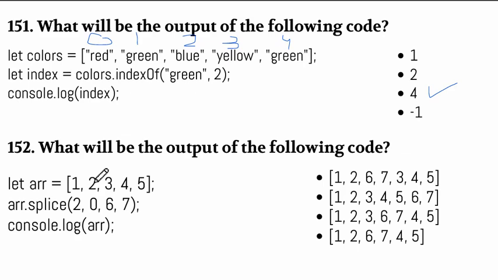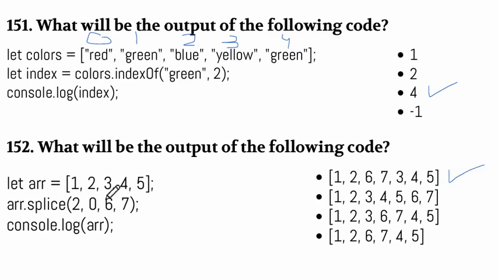Another question, we have been given an output. Here you can see we have an array with the 5 values: 1, 2, 3, 4 and 5. All the data types are number. And I'm using the splice method. If you guys don't know the use of the splice method, we use it to remove elements from an array.